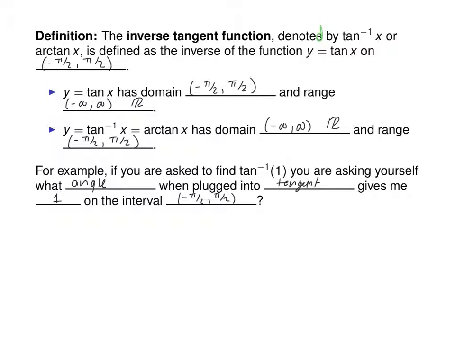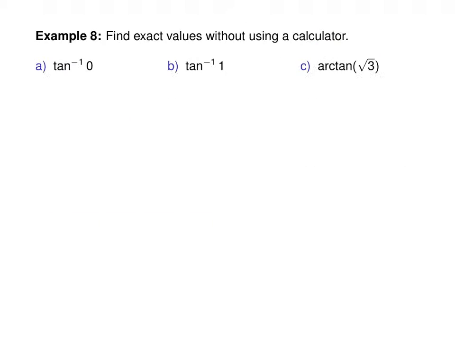It's slightly more tricky, but if tangent gave you 1, the sine and cosine had to be equal, right? And at what angle are sine and cosine equal? Exactly, 45 degrees or pi over 4. I think once you get the idea of what an inverse is, and if you know your unit circle, these things aren't actually that bad to find. The only tricky thing is that restricted domain. Okay, so tan inverse of 0.